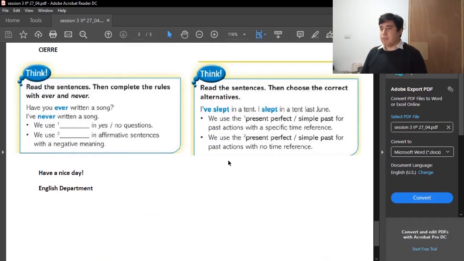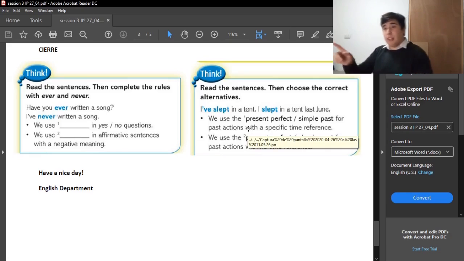Now, final part of this worksheet. We need to complete these two boxes. Okay? This box is about ever and never. And you have to read the sentences, these two sentences, and complete these sentences with ever and never. One with never and the second one with ever or vice versa. Aquí tienen que leer las oraciones y completar las reglas, ¿ya? Una oración tiene que llevar never, la otra tiene que llevar ever. Ahí ven ustedes cuál corresponde a cuál de estas dos palabras.